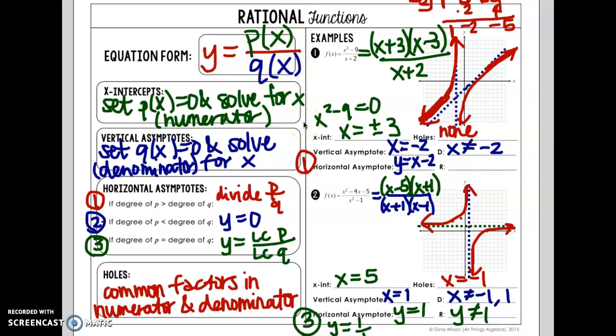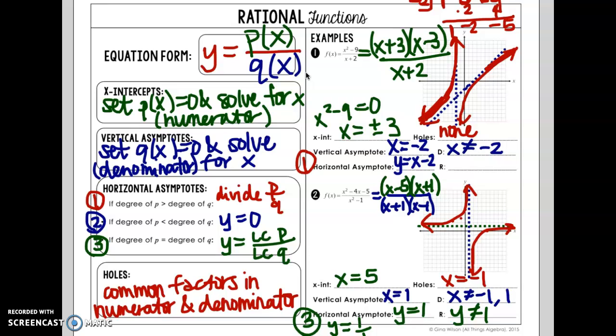Okay. So some key ideas: to find x-intercepts of the graph, we're going to set p equal to 0. So the p function, the numerator, you're going to set that equal to 0, solve for x. So that might mean you have to factor. Okay. To find the vertical asymptotes, we talked about this in the other video as well. You're going to set your denominator, or q, equal to 0 and solve for x. That could involve some factoring first.